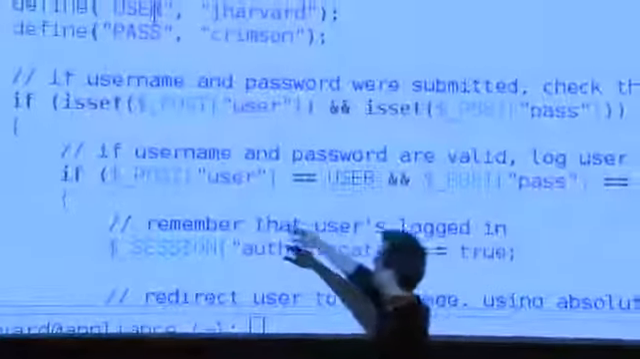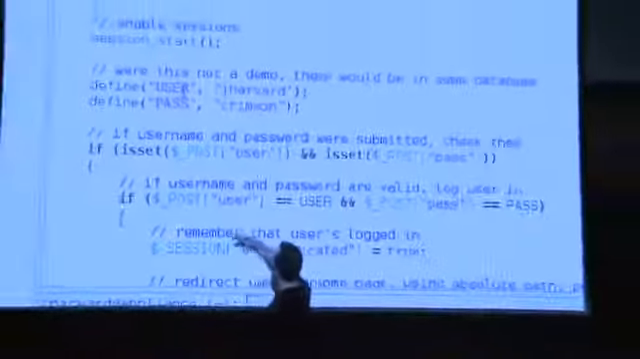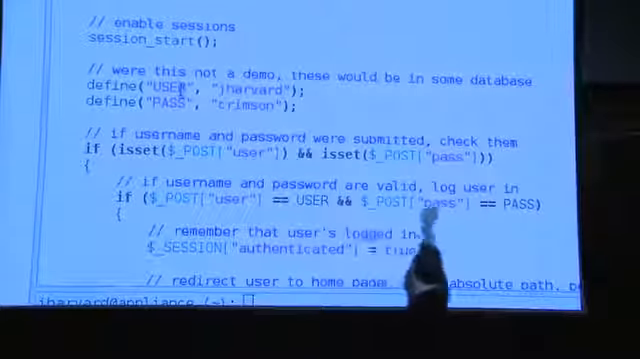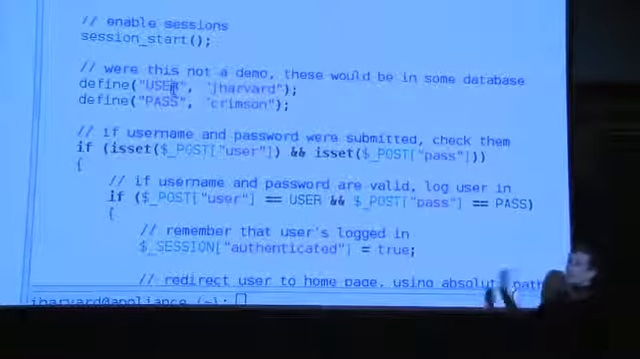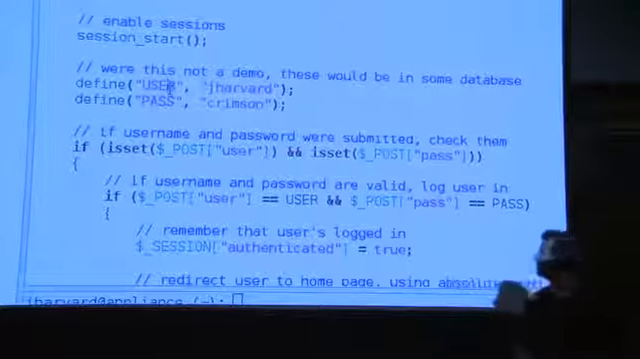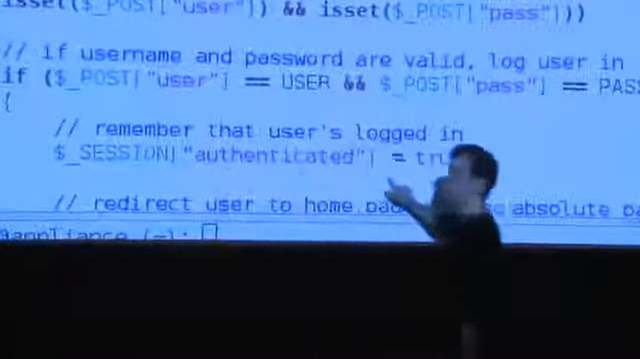There's no optionality here. So here's the magic: if the user key equals USER and the pass key equals PASS, those are our constants, recall, then remember that the user is logged in. How? Well, as Jack proposed, here's the secret line of code. $_SESSION['authenticated'] = true, which is not only setting it to true, it is just setting it in the first place, thereby making isset happy later. And if I scroll down further, what am I going to do? I'm going to redirect the user.